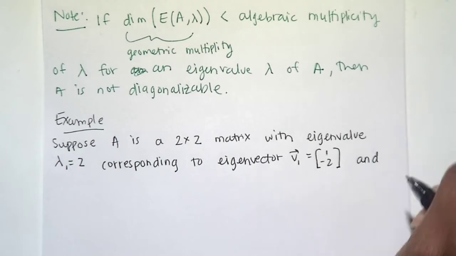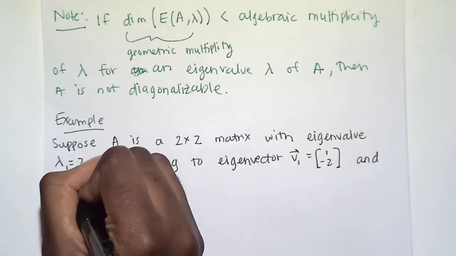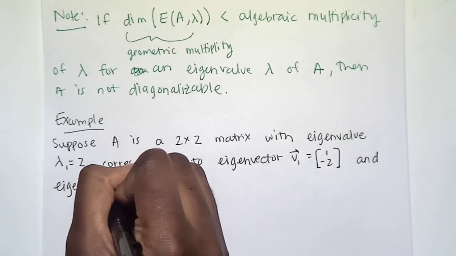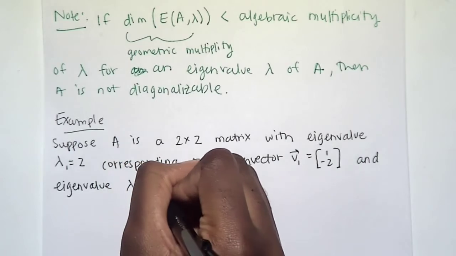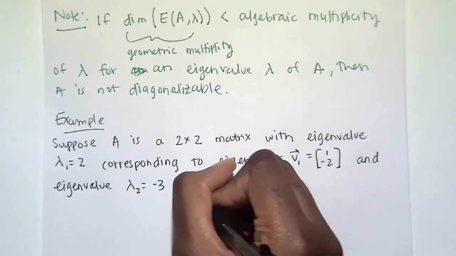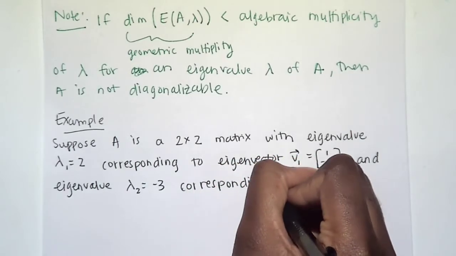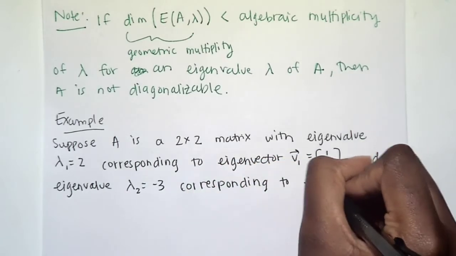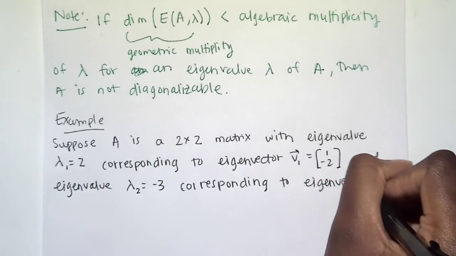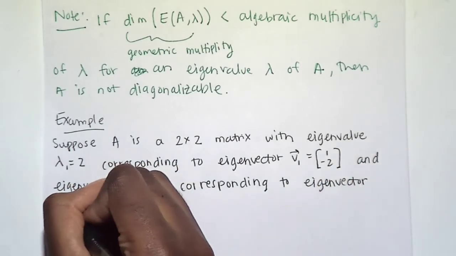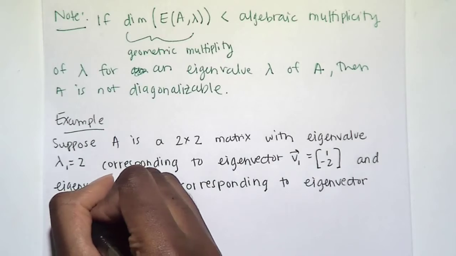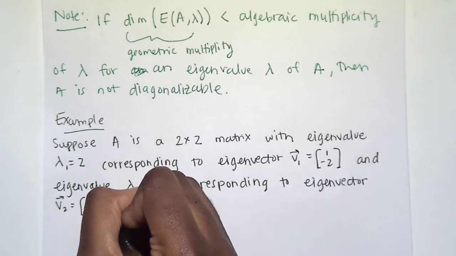And let's say we have another eigenvalue, I'm going to call it lambda 2 equals negative 3, corresponding to eigenvector v2, 1, negative 1.